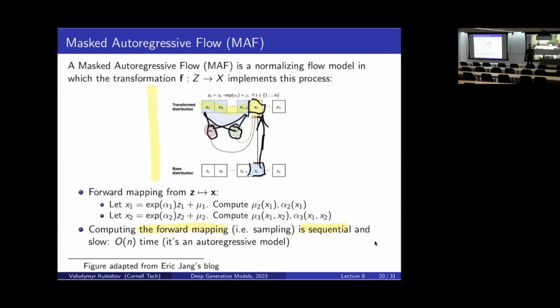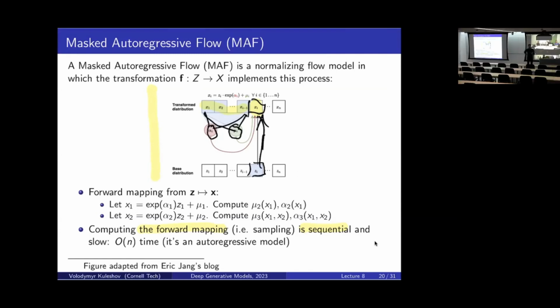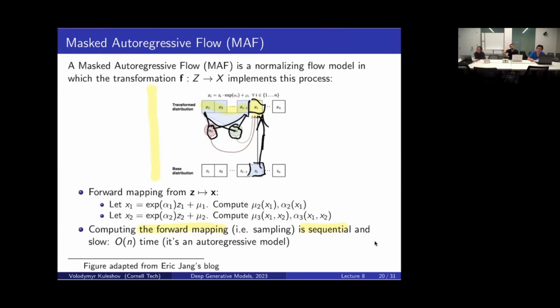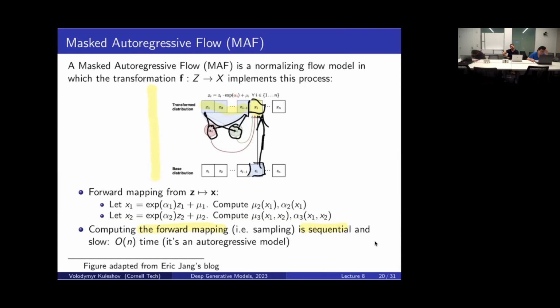Question? So it's applied to images, I'm assuming also, this framework. It can theoretically, yeah. So it's not the best. For images, people typically use a softmax distribution instead of a Gaussian, but it could also be applied to images.